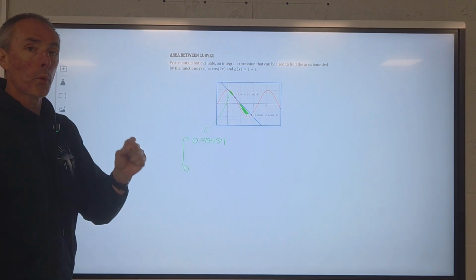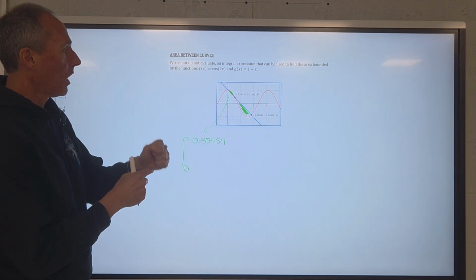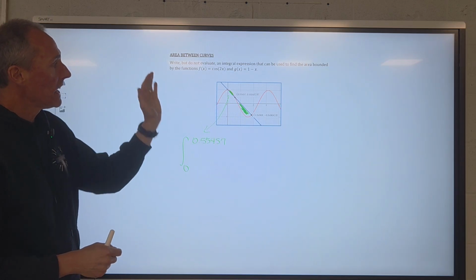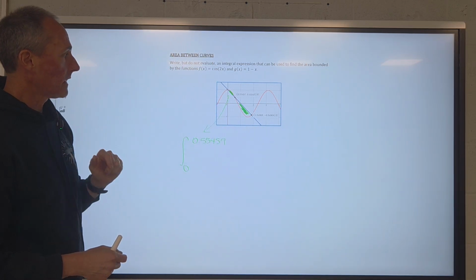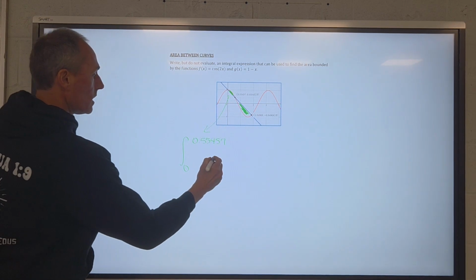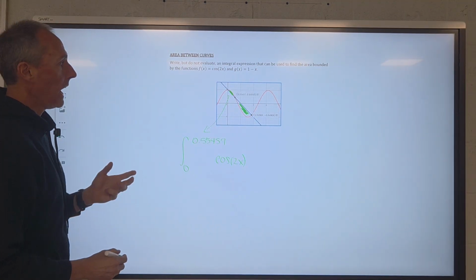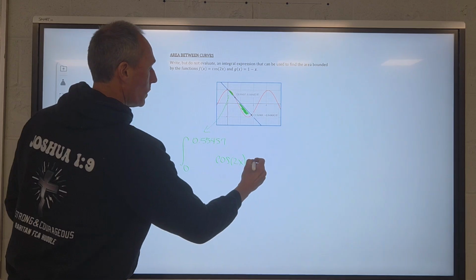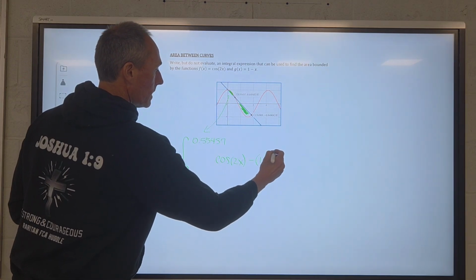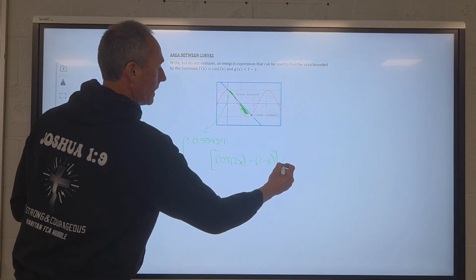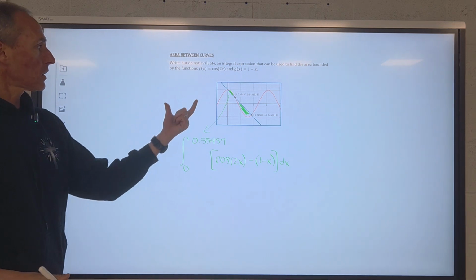But now the most important piece is which curve is on top. In this first region, it's the cosine curve that's on top, so that one has to go first. We're going to go cosine of 2x, and then we're going to take away the bottom curve, which happens to be 1 minus x, dx. Okay, so there's your first region.